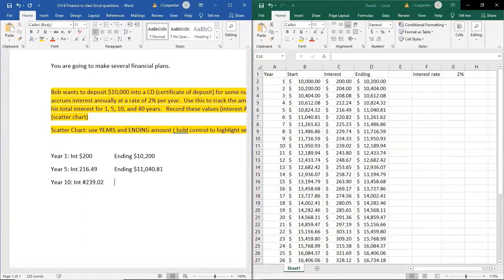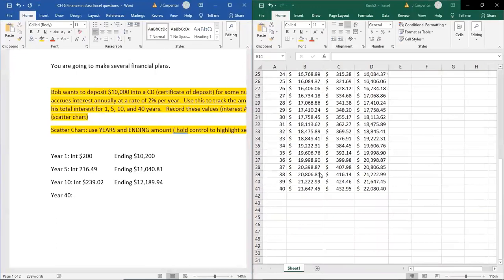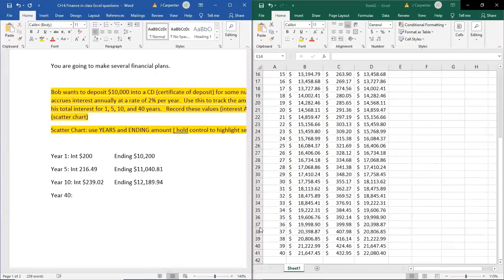Not pulling these out of thin air, I'm using the table. And the ending balance was, year 5, I didn't do that right, did I? Yes, I did. Year 10, 12,189.94. And then for year 40, so we're just not looking at anything for a while, we made $432.95 for free that year, with an ending balance of $22,080.